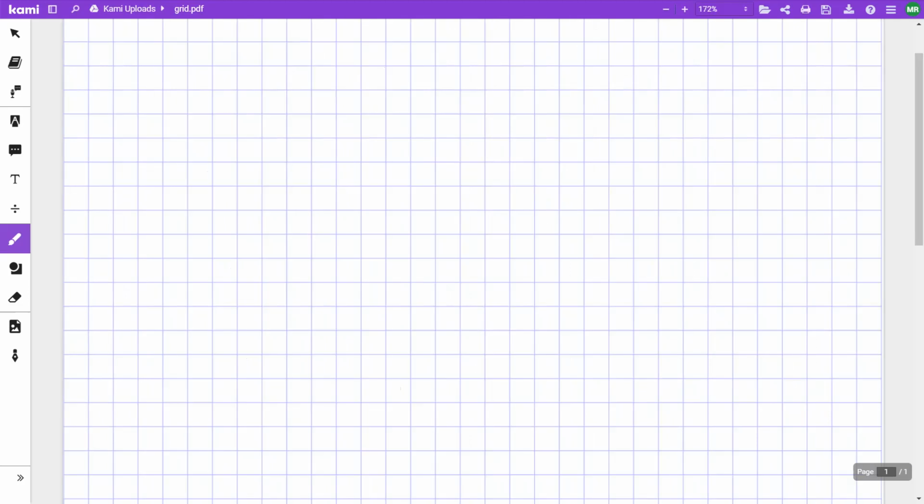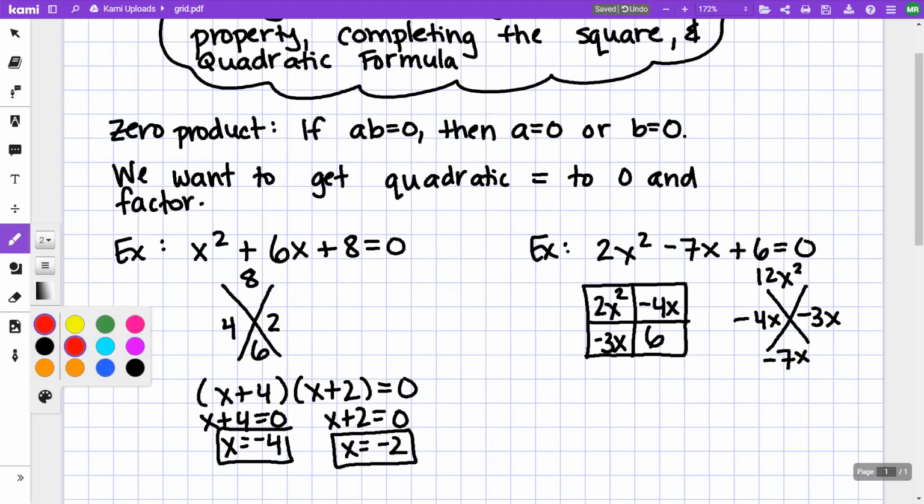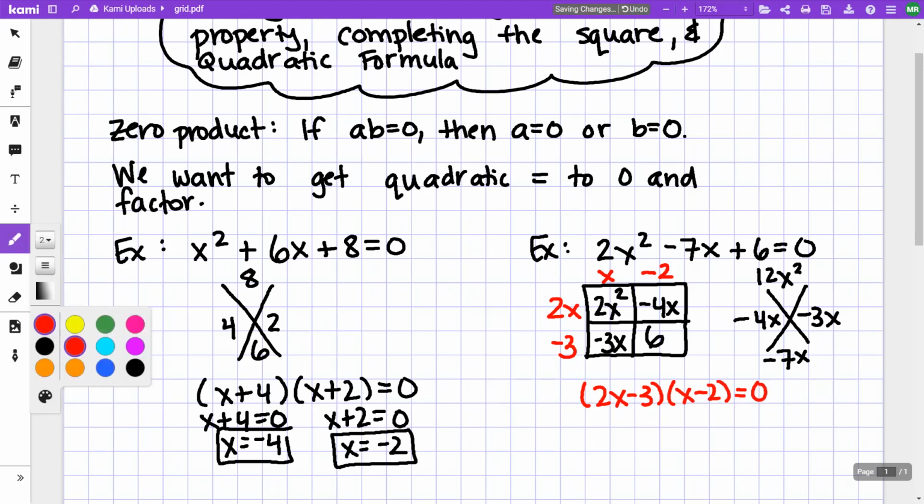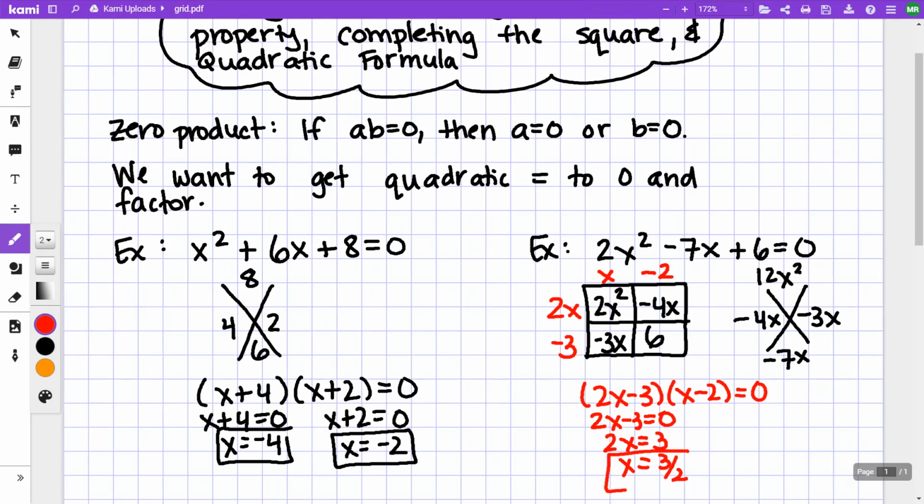Then what I'm going to do is find the outside. So I'm going to have a 2x here and an x here, times -2 to get me a -4x, and x times -3. So my factors are going to be 2x minus 3 times x minus 2 equals 0. Then we're going to set those to 0 and solve. So 2x minus 3 equals 0. I'm going to get 2x is equal to 3. x is equal to 3/2. That's one answer. The other one, x minus 2 equals 0. x is equal to 2. That's my second answer. So these ones are using the zero product property.